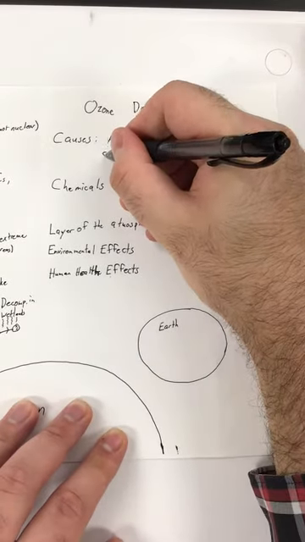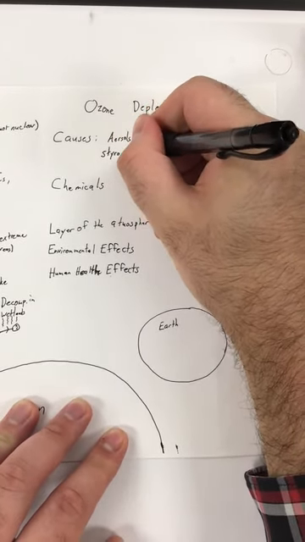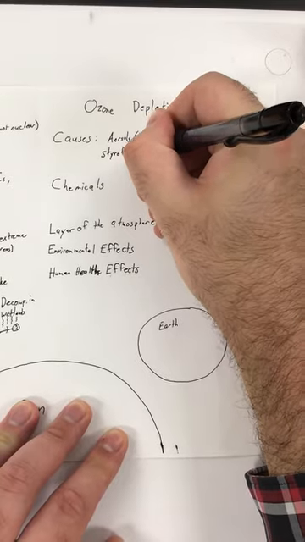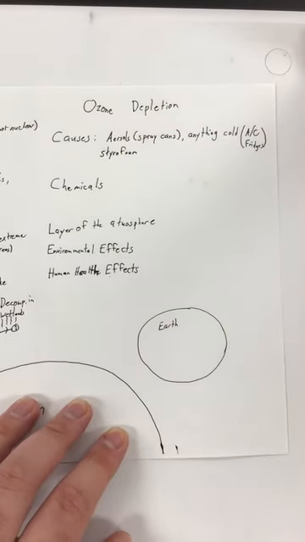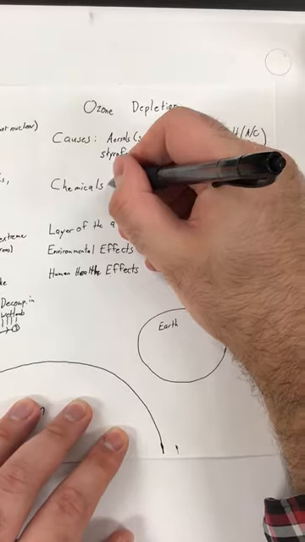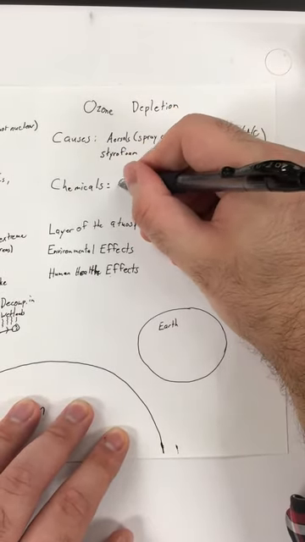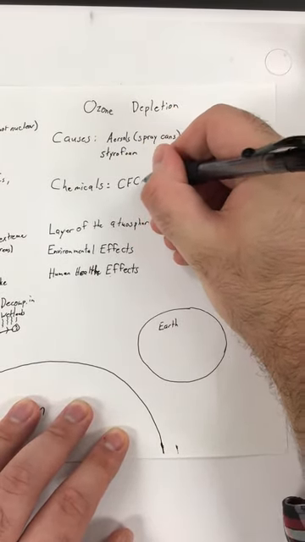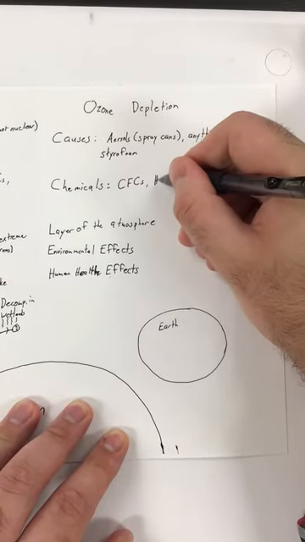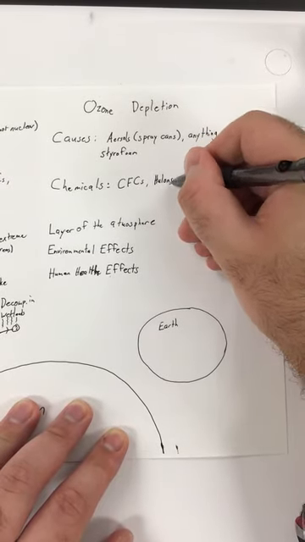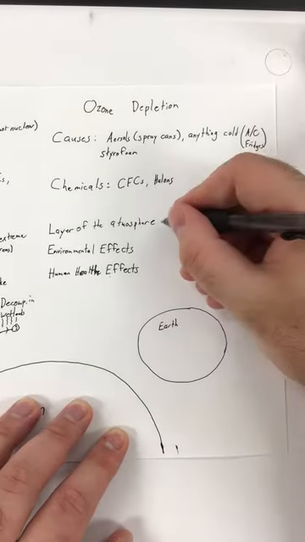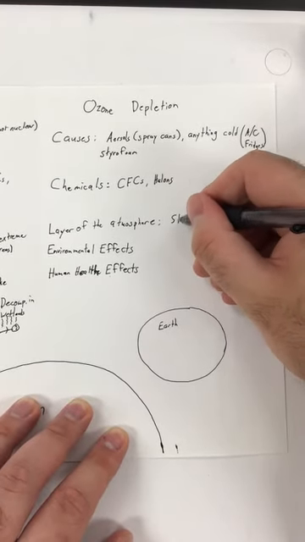The production of styrofoam. The chemicals involved: CFCs are the ones you'll hear about most commonly, but then there are also halons. The layer of the atmosphere, this is the stratosphere.